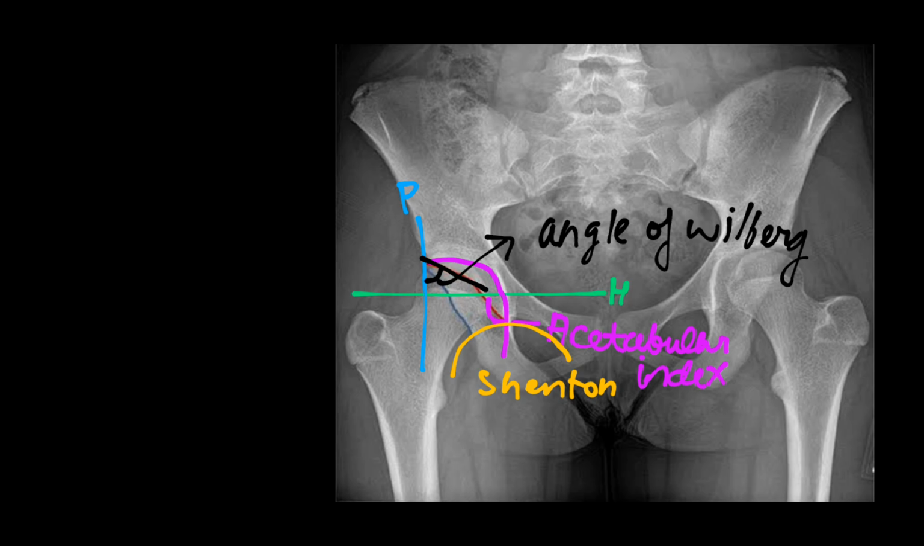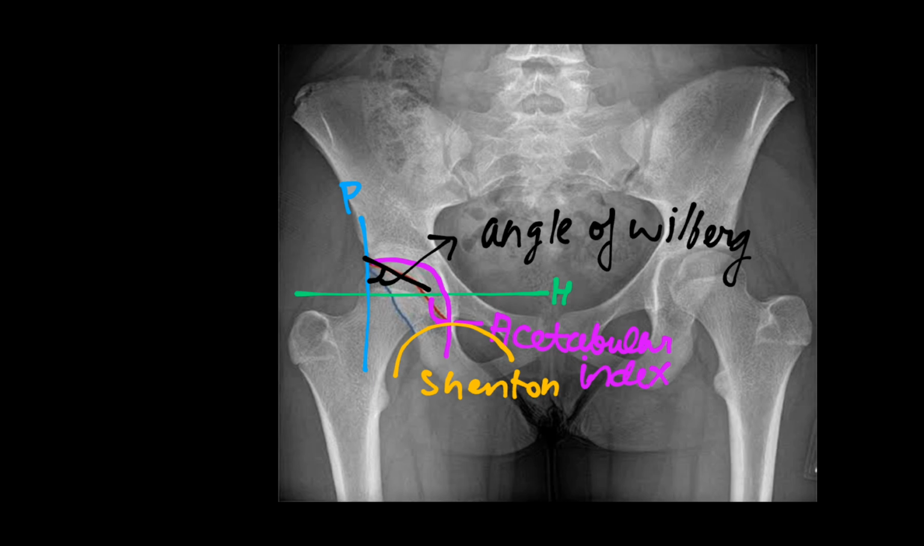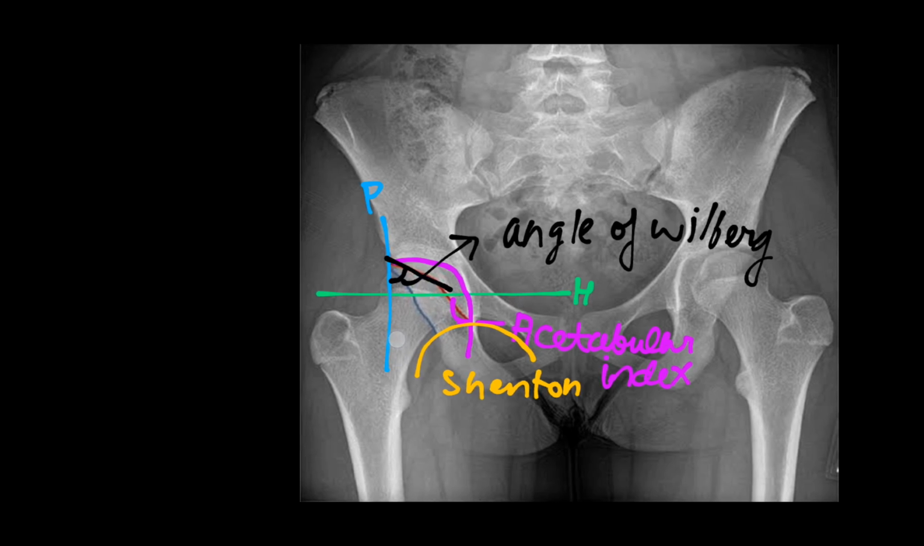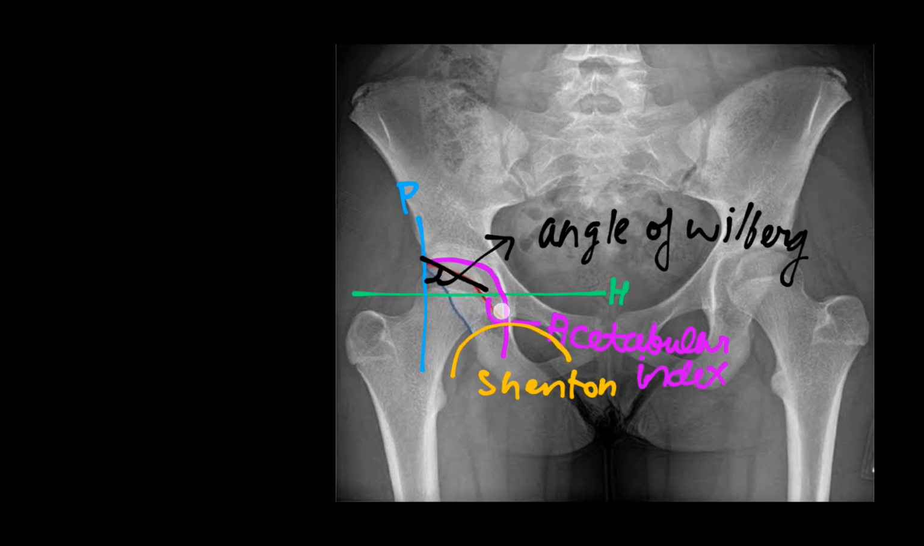Then next we have the angle of Wiberg. Angle of Wiberg is basically the angle between Perkins line and the line drawn from the lateral lip passing through the femoral head. So lateral lip, femoral head and the Perkins line give the angle of Wiberg, while the acetabular surface and Hilgenreiner's line give the acetabular index. So these are the five important things which we need to remember in relation to the X-ray hip: Shenton's line, acetabular index, Hilgenreiner's, Perkins, and angle of Wiberg.